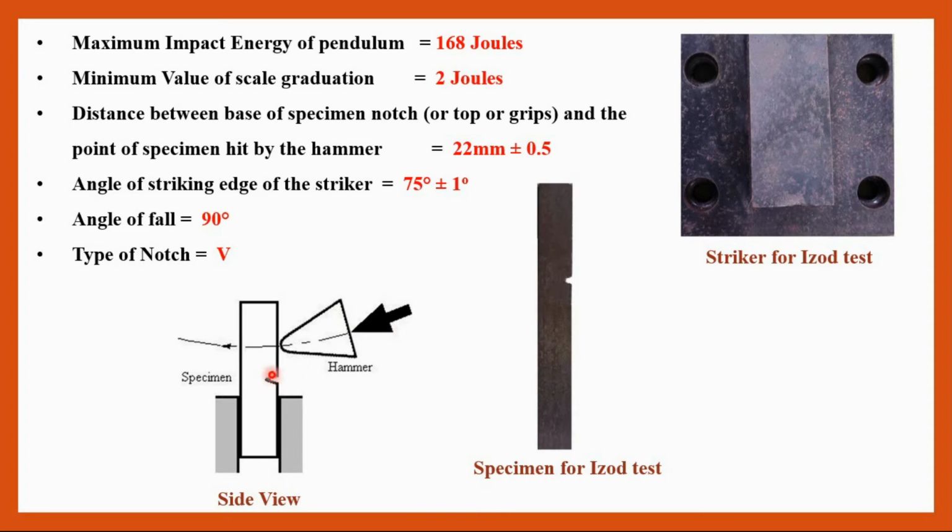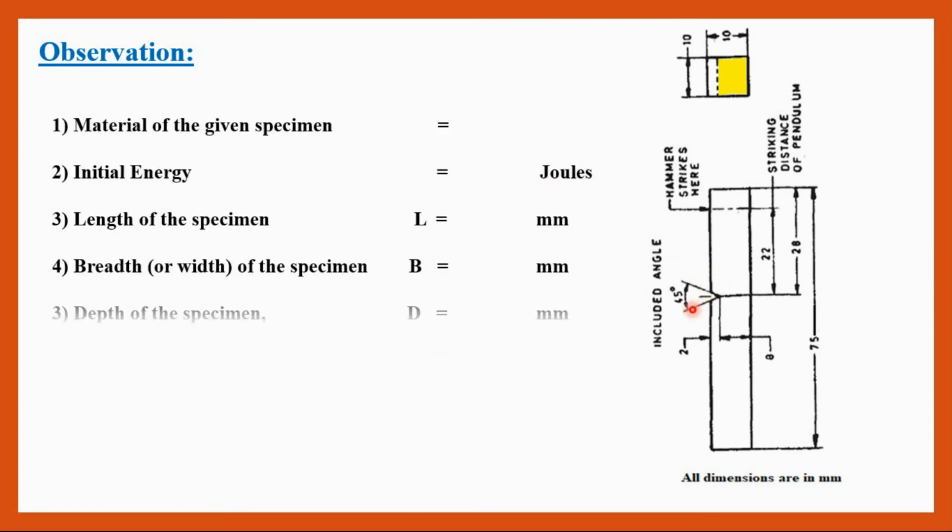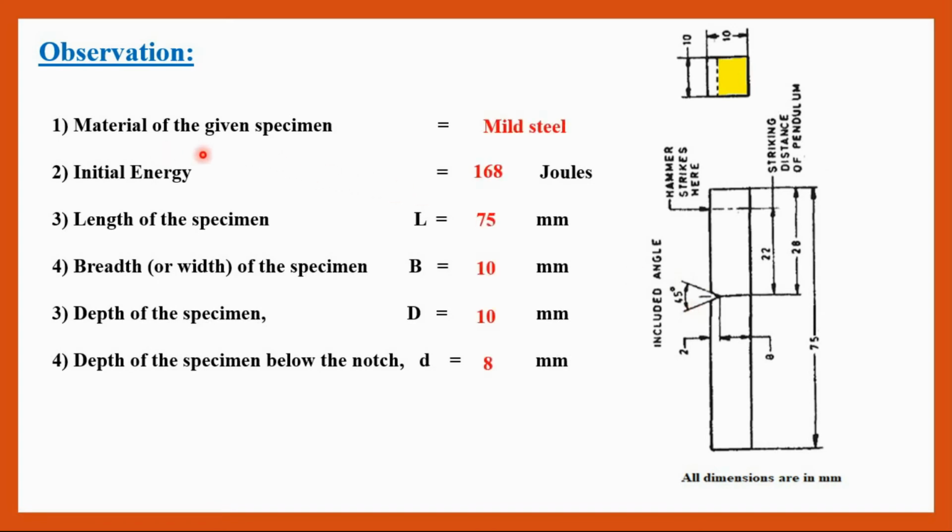We need to place the V notch. Now the observations. This will be the specimen, having the V notch at an angle of 45 degrees. The details are given here like this. Material of the given specimen, we are using 160 mild steel, and initial energy is 168 joules.